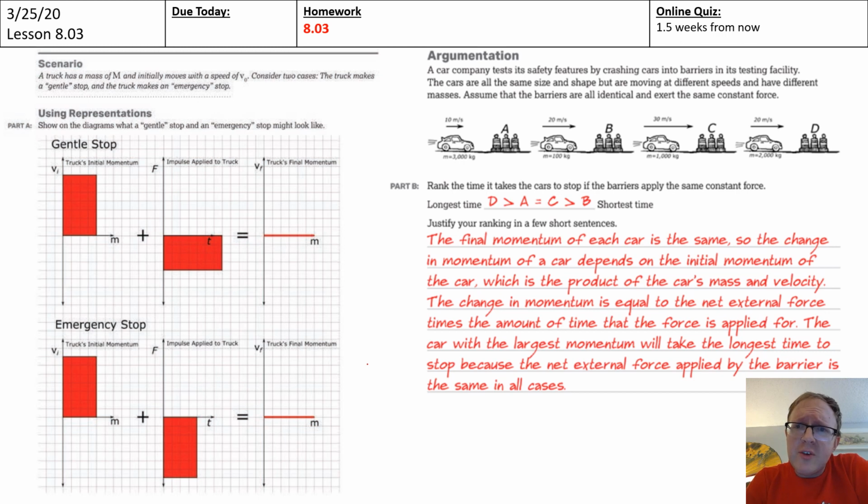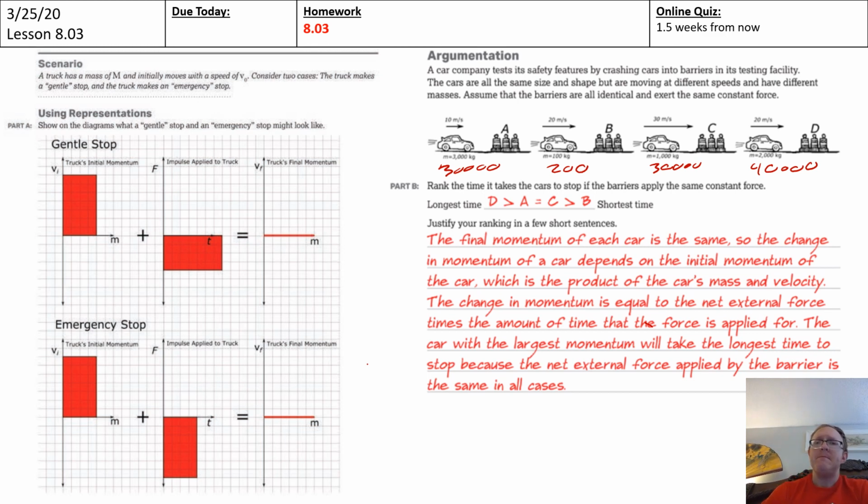So really all you have to do is multiply their masses times their velocities, and you get the idea. So this one is 30,000. This one is 2,000. This one is 3. Looks like 30,000 again. And this one looks like 40,000. Yeah. So D is the biggest, A and C match, and B is the last. And it's really just ranking their momentums. Whoever has the most momentum is going to take the most time to stop.